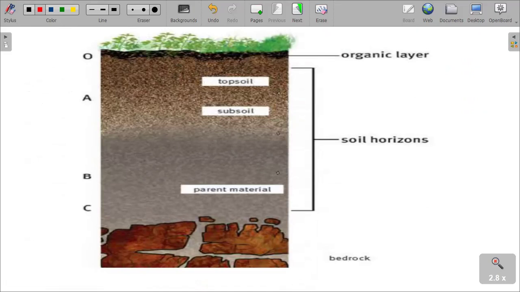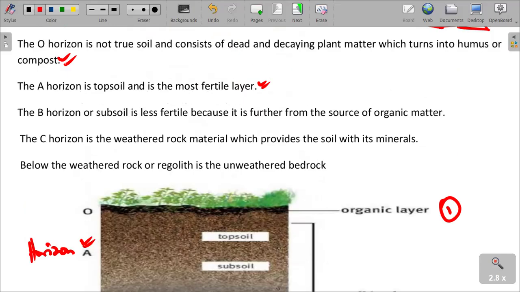When you look at this, we have the organic layer that we are seeing there, and then topsoil, which is horizon A. It is the topsoil, the richest layer. Horizon A is the most fertile layer that we can talk about, because it is consistently fed with dead, decaying matter.